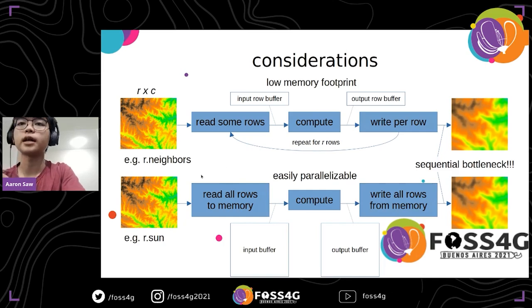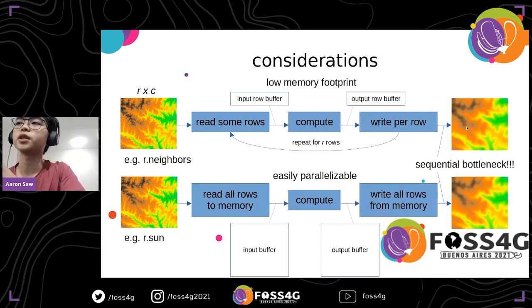On the other hand, there are some modules which completely transfer all the input raster into the memory. After which it will do the computation, and then transfer the result of the computation back to the disk. As you can see on the right, there's a sequential bottleneck in the sense that when we write to the disk, if we are writing the 50th row, we need to make sure that the first to the 49th row are already written before we can move to the 50th row.